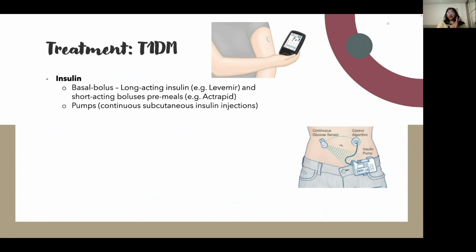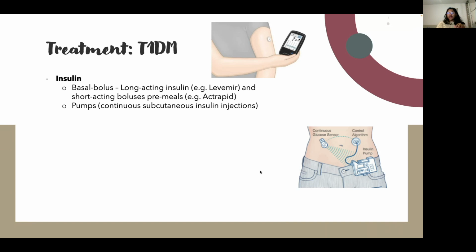So essentially you give them a long-acting insulin, which lasts up to around 24 hours, which gives them a baseline production of insulin that you could make normally. And so that's drugs like Levemir. And just before they have a meal, about 15 to 30 minutes before they have a meal, they can have a short-acting bolus. So that's injections like Actrapid, which essentially help give them the extra insulin to manage the blood sugar that you're about to have with your meal.